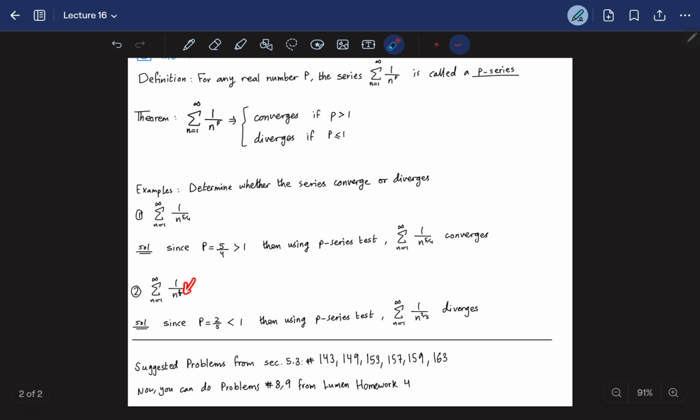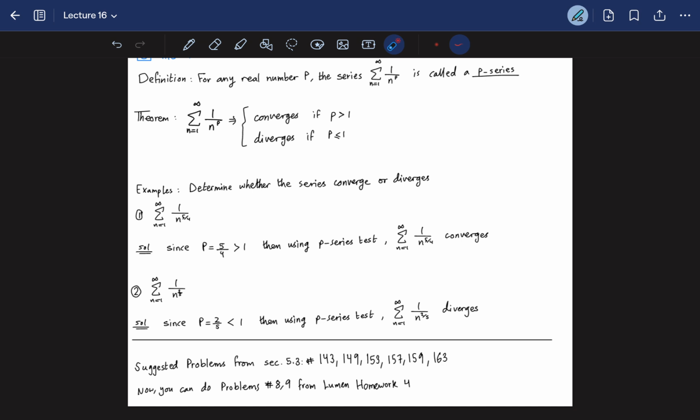Similarly here, if I have p equal to 2 over 5, 2 over 5 is less than 1. Since it's less than 1, using the p-series test, this series diverges. This is why the harmonic series diverges: 1 over n has p equal to 1, and using this rule, the summation of 1 over n, the infinite series of 1 over n, diverges.